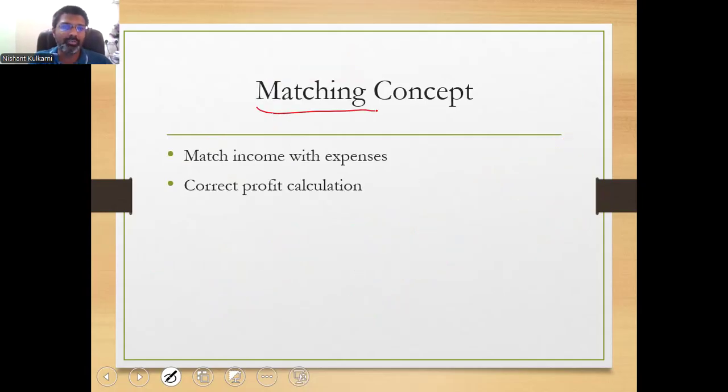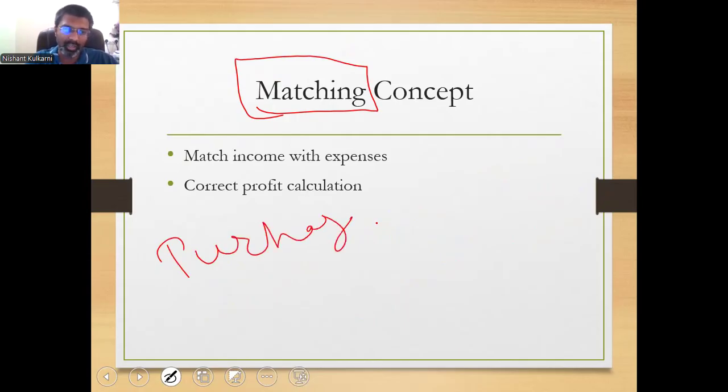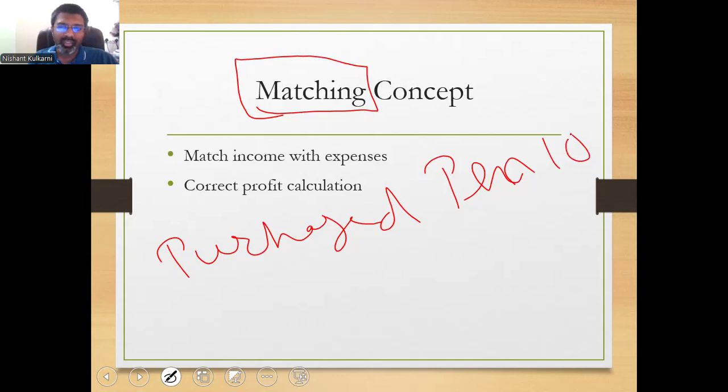Matching concept, again one important concept. Every business spends something to earn something. So let's say I purchased a pen today for 10 rupees. Now I want to sell this pen in the market for 15. I purchased it in January, and again I will take the same example, January. But due to some reason, I could not sell it in the same month. In February, I sold it for 15.